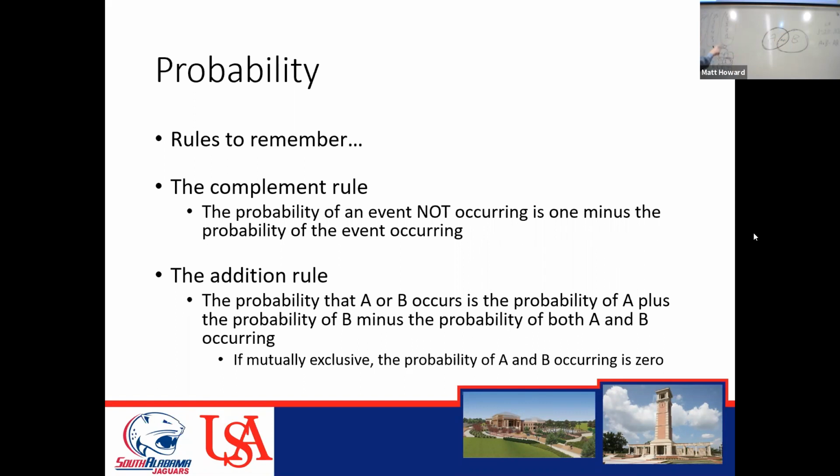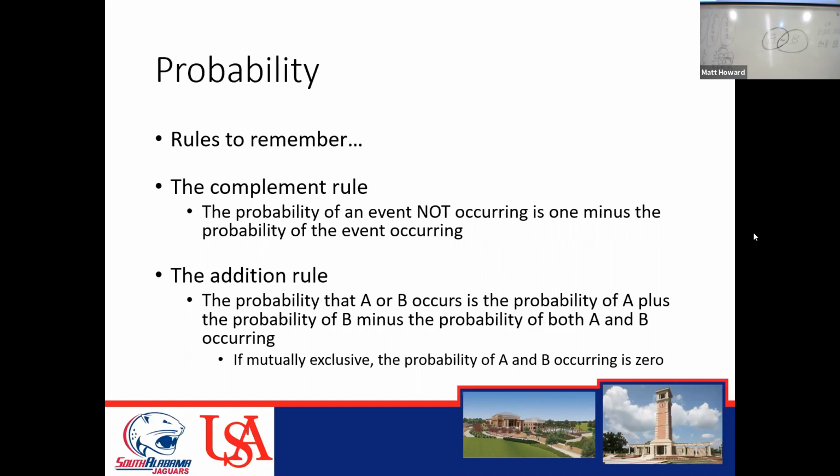However, in the addition rule, we're interested in A or B occurring, so we do not want to double count this. Therefore, we take A plus B and minus A times B to account for this overlap right here, because we only want to count it once. If we're counting it in both A and B, we have to subtract it once. So, does that make sense? Okay, good. Any questions about that?